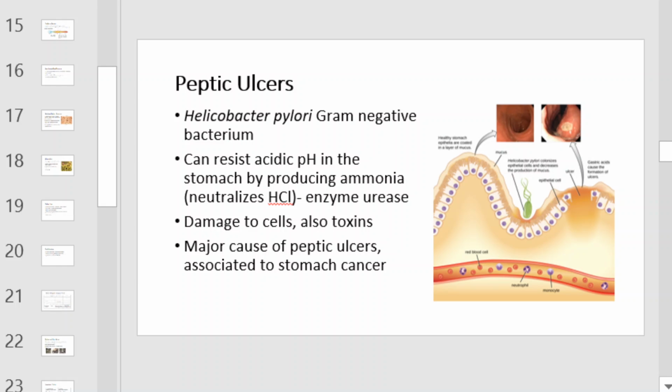Peptic ulcers are caused by Helicobacter pylori, which is a gram-negative bacteria. This bacteria can resist the acidic pH in the stomach by producing ammonia. It damages the cells and also produces toxins. It is the major cause of peptic ulcers associated with stomach cancer.